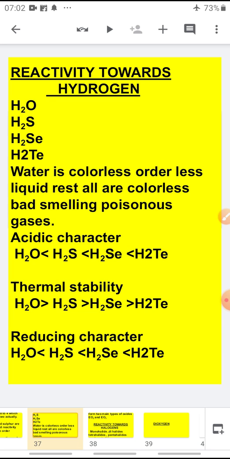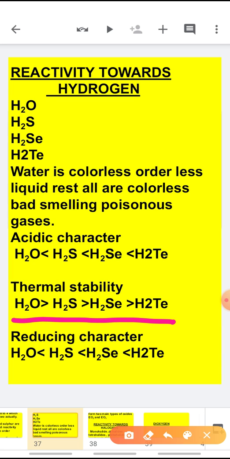Now if we look at the thermal stability, stability directly depends on the bond strength. Shorter the bond, stronger will be the bond. So the stability decreases down the group. As in the case of oxygen and hydrogen, the bond is short, it will be strong. Here in the case of hydrogen and selenium, the bond is long and it is weak, so it breaks easily, so thermal stability decreases down the group.